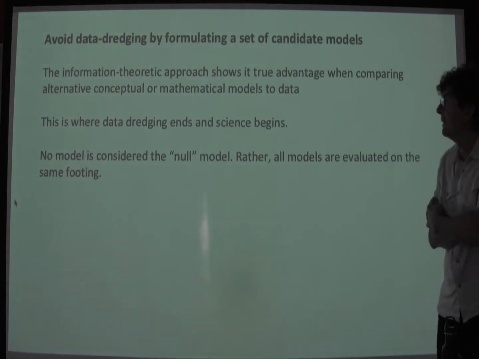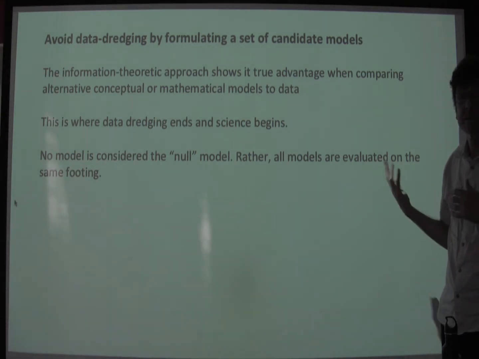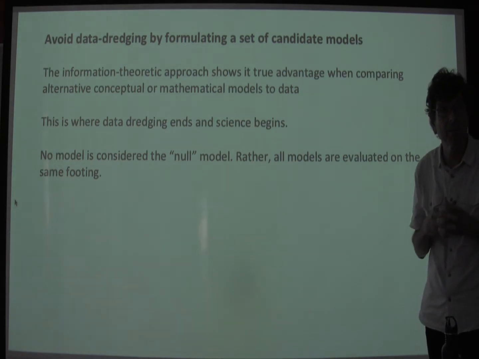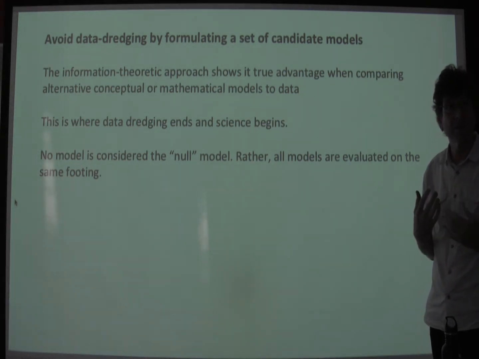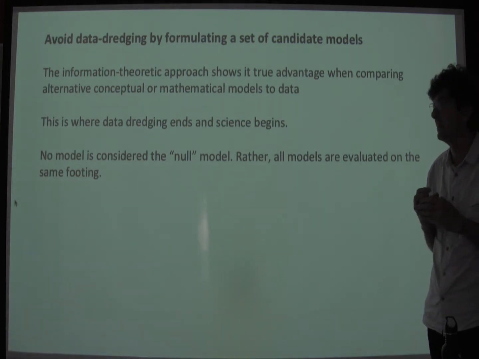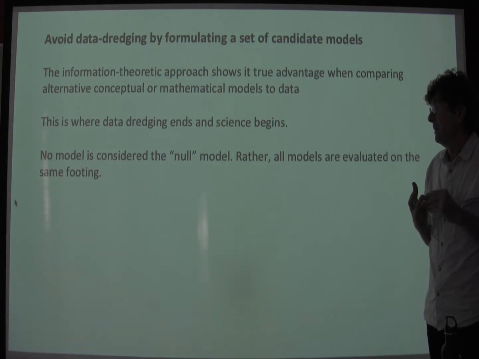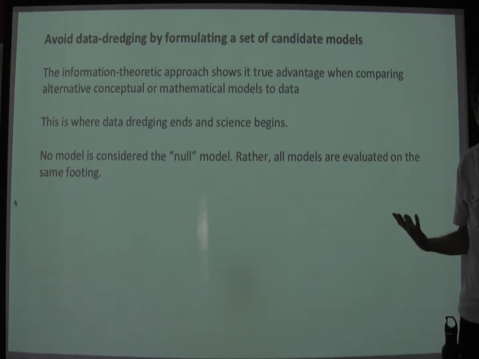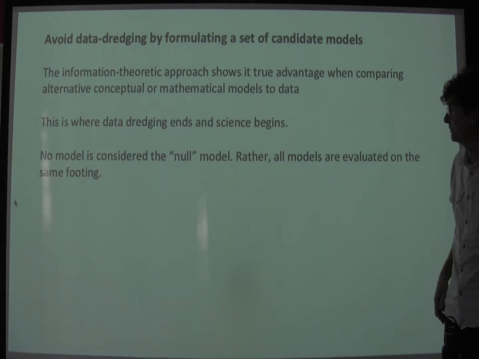So a lot of the uses of these information criteria are for data dredging. We don't really have a theory that predicts anything very specific, and we're just searching among the various models to try and come up with something that works. But this approach can also be used to test competing conceptual models or theoretical models, and I'm going to show you one example now.